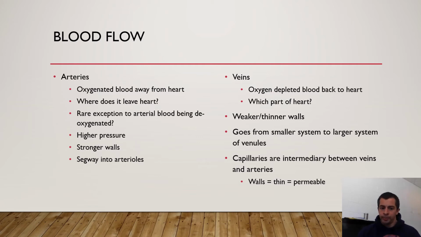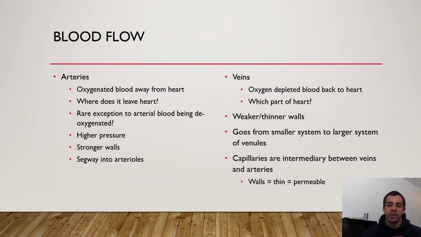So now we're talking about the arteries and veins. We finished talking about the heart, your engine. Now let's talk about blood flow. Oxygenated blood goes away from the heart. That's the way I think everyone teaches how you remember arteries: A for away, artery away. Where does it leave the heart? Well, I already told you, it leaves through the aorta.